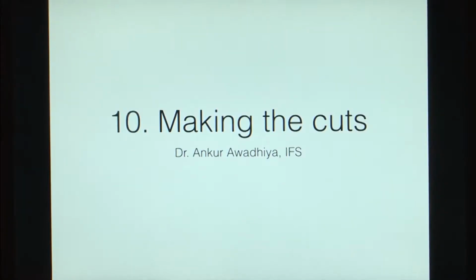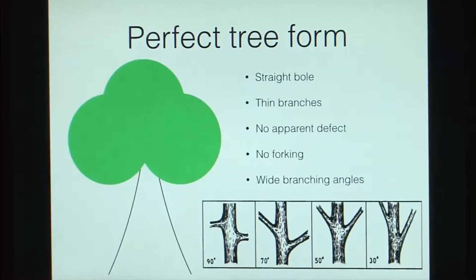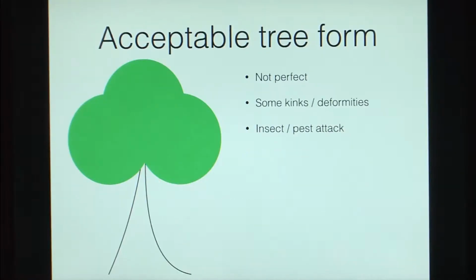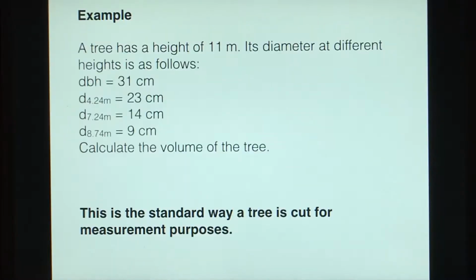Next we looked at making the cuts. So, why do we go for a tree form? What is a perfect tree form? A perfect tree form is a tree which has a straight bole, thin branches, no apparent defect, no forking and wide branching angles, so that the maximum amount of the volume of this tree is usable. We also looked at acceptable tree forms and unacceptable tree forms, and then we looked at this problem in which we learned how a tree is cut for measurement purposes.